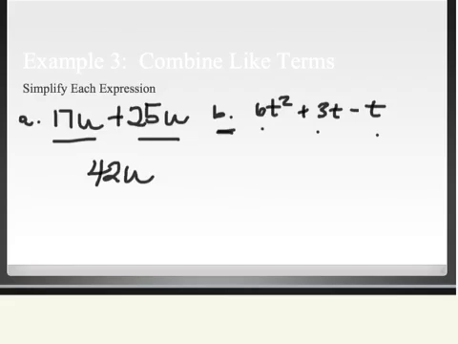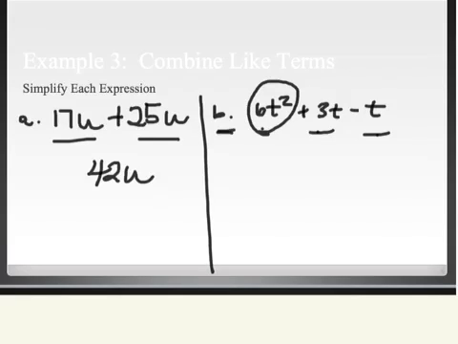Are they all like terms, guys? I hope you're screaming no, because they're not. 3t and minus t are both the same term, but 6t squared is not the same because it has that squared. Even though it's a t, it still has that squared. That's a problem. I'm going to draw a line here so we don't get confused. So the 6t squared must stay there, but 3t minus 1t is going to give me a positive 2t, and this is as simplified as it gets.